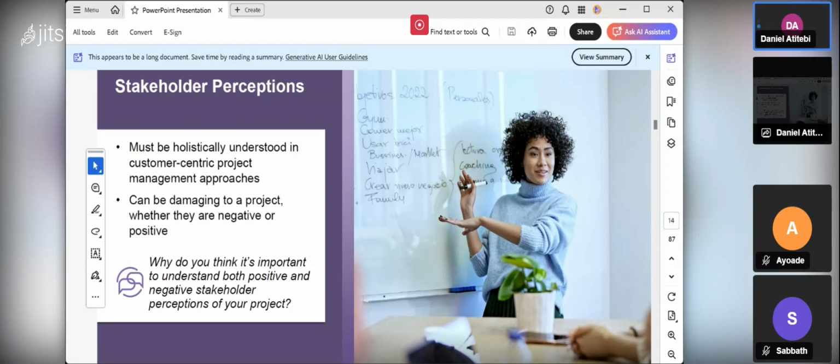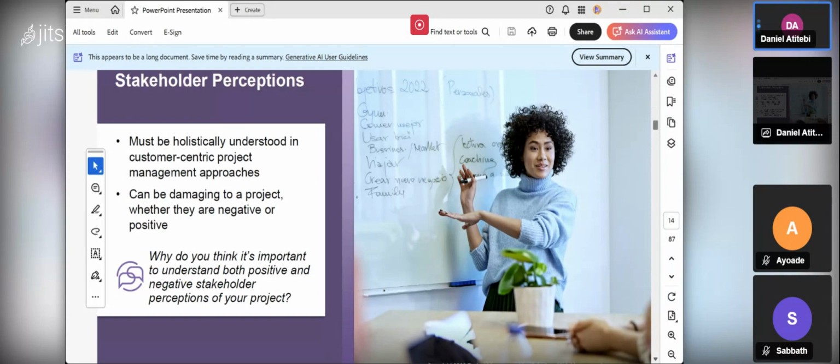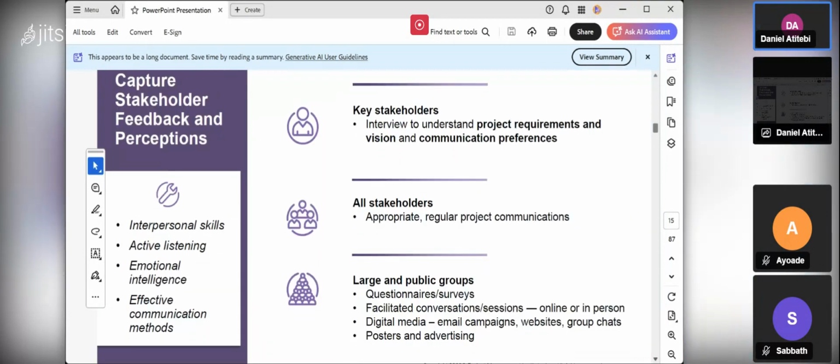So why do you think it is important to understand both positive and negative stakeholder perception of your project? Yes, so that you know how to engage with them and how to manage them. So that you can create a stakeholder engagement plan and management with them.